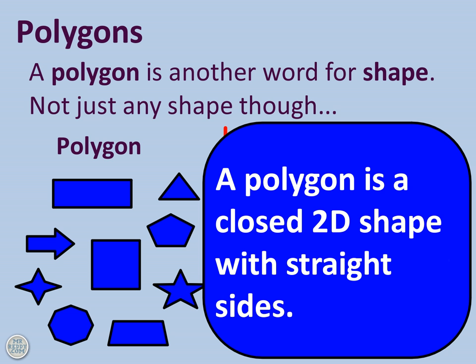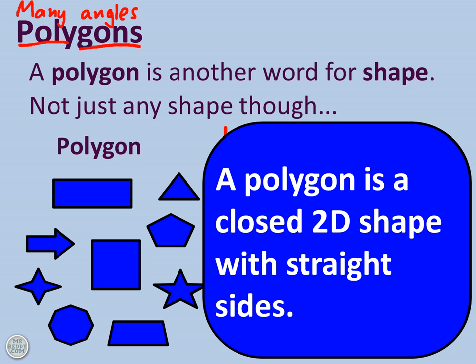If you're interested to know where the word polygon itself comes from, then I will quickly tell you. Poly means many in ancient Greek, and gon, well, that's shortened, but it comes from the ancient Greek word for angles. So it's a shape that has many angles.